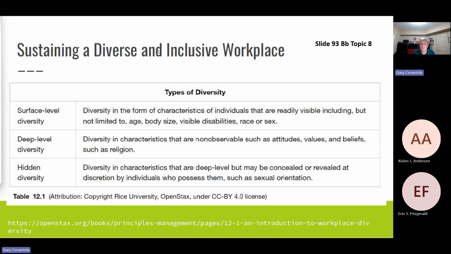Okay, so sustaining a diverse and inclusive workplace. Here are the different types. The surface level is the form of characteristics of individuals, like physical diversity, visible disabilities, race and sex. The deep level is the non-observable stuff, below the surface in the iceberg: the attitudes, values and beliefs, such as religion. They're not obvious, but after you're working in that organization, you get a sense of what's going on. And then the hidden diversity may be concealed or revealed at the discretion of the individuals who possess it, such as sexual orientation. So you need to be aware of all these aspects.